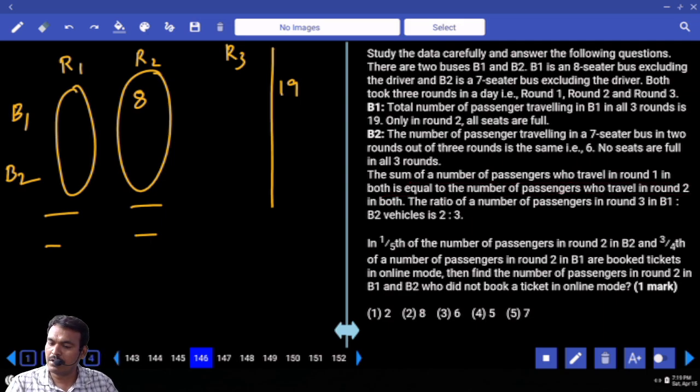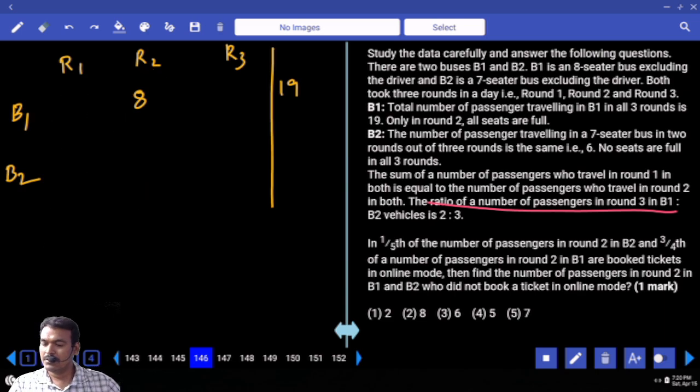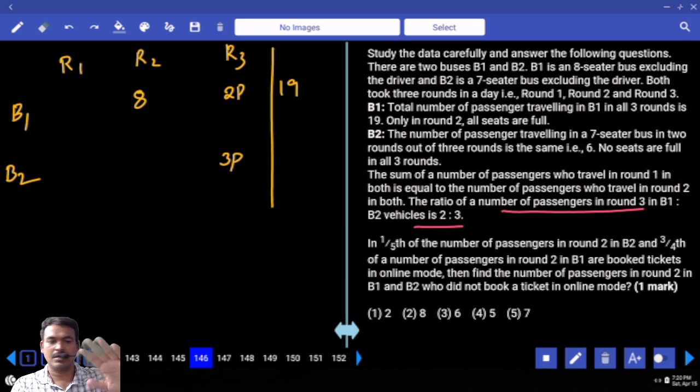Next, what is the next point? The ratio of the number of passengers in round 3 in B1 and B2 vehicles is how much? 2:3. That is the key point here. 2:3 means B1 is how many parts? 2 parts, and here 3 parts. Already we know R1, R2 or R2, R3, or R3, R1, 2 values are equal or not?